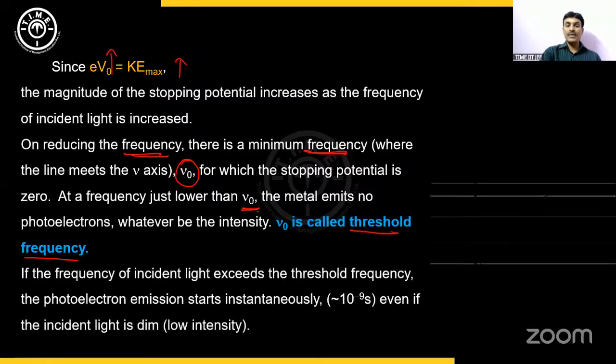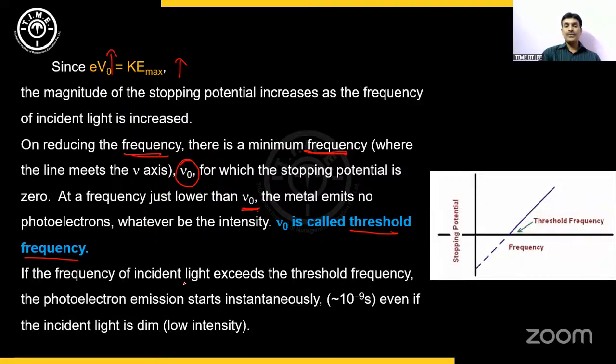Now, if the frequency of incident light exceeds the threshold frequency, then immediately, spontaneously, the photoelectric emission takes place without any time lag. The time taken for this is roughly 10 power minus 9 second. That means within a time of a nanosecond or even less than that, photoelectrons are ejected whenever the frequency crosses this particular threshold frequency. So if the frequency of incident light exceeds the threshold frequency, photoelectron emission starts instantaneously, right?